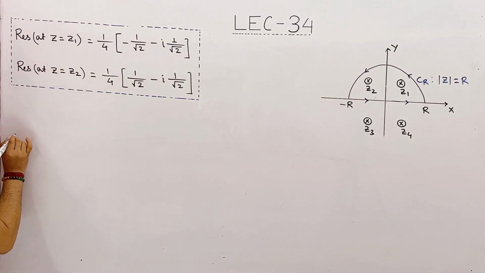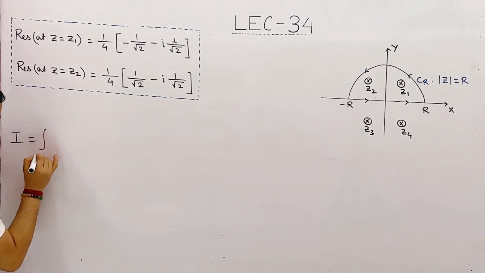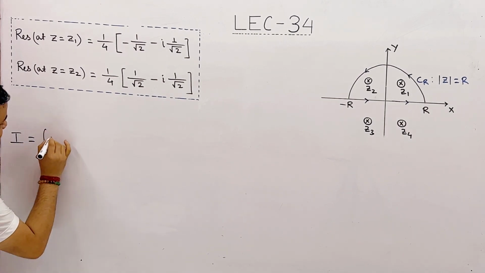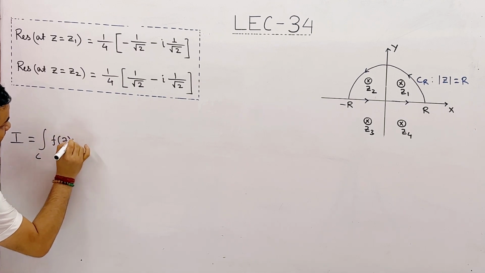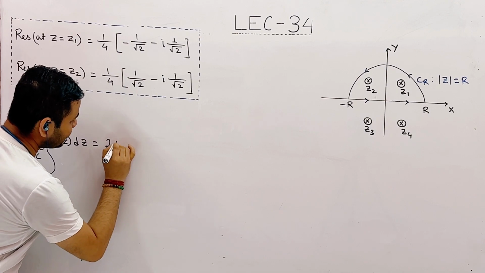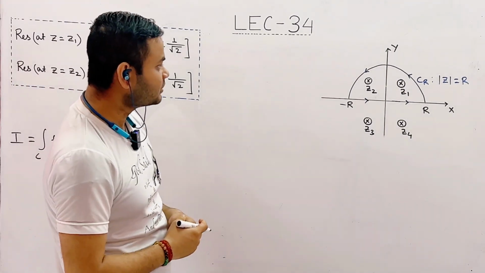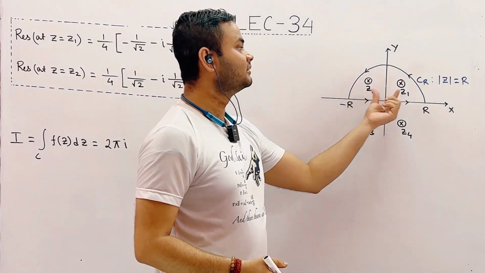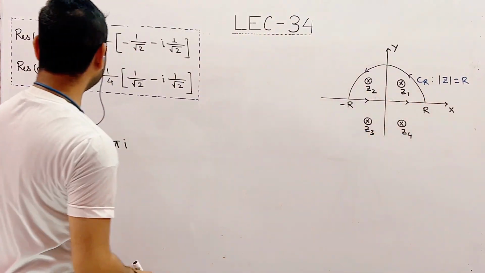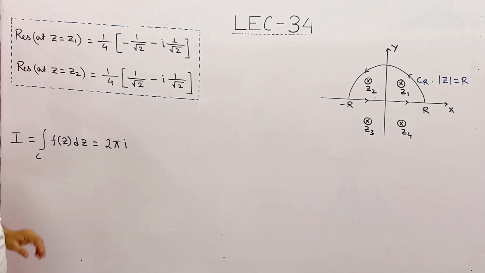The value of the integral is given by I is equal to the integration along curve C of f of z dz, which is equal to twice pi iota into the sum of residues at the poles in the upper half of the circle modulus of z equal to r. In our case, that is the residue at z equal to z1 plus the residue at z equal to z2.